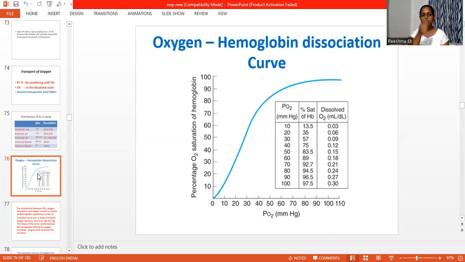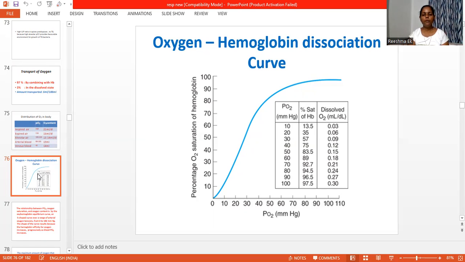And this is best studied by using a curve. Its name is oxygen hemoglobin dissociation curve. And we get the oxygen hemoglobin dissociation curve by plotting partial pressure of oxygen along the x-axis and percentage saturation of hemoglobin along the y-axis.